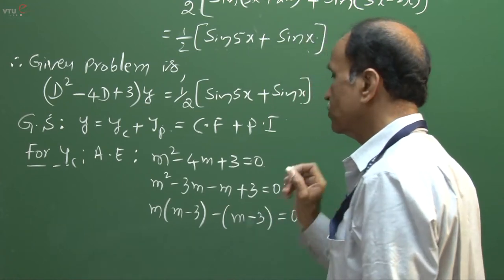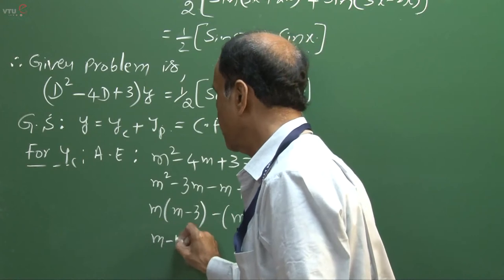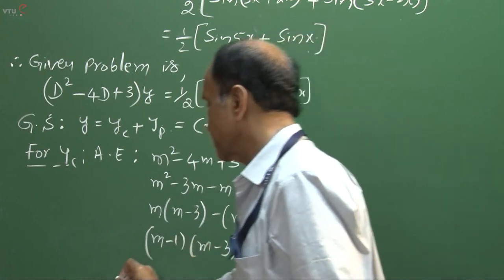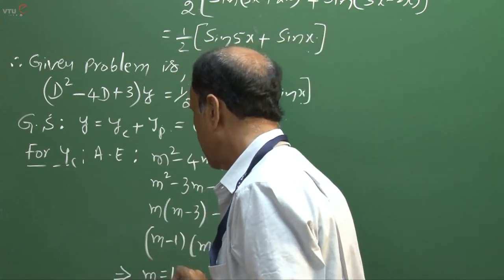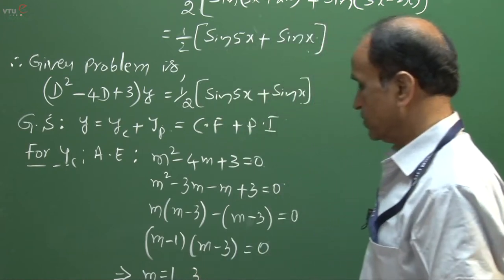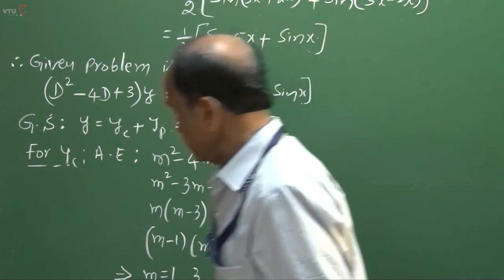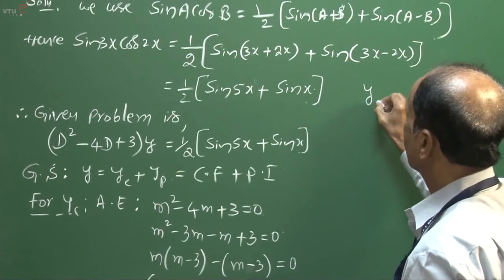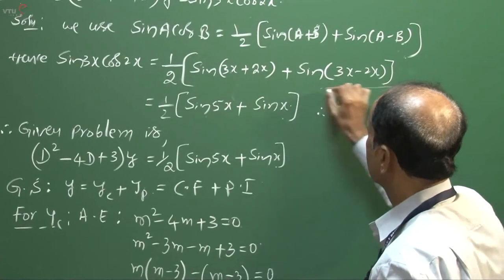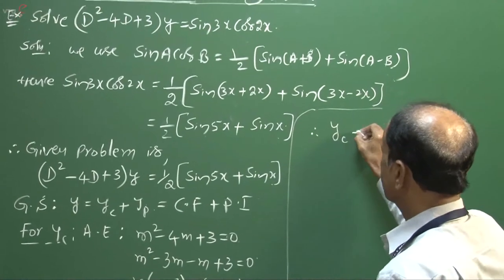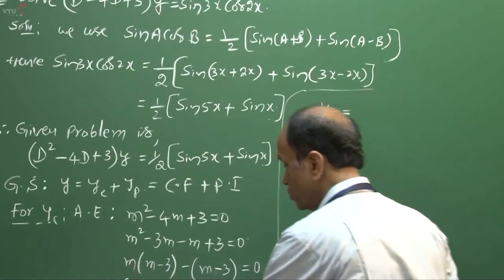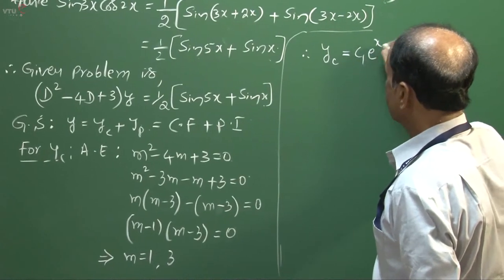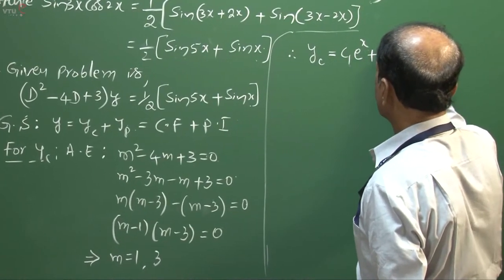Okay, m minus 3 is equal to 0. Therefore, m minus 1 into m minus 3 equal to 0. This gives the values m equal to 1 and 3. Therefore, the complementary function solution yc equal to, there are two roots here, m1 and m2, c1 e to the power x plus c2 e to the power 3x.